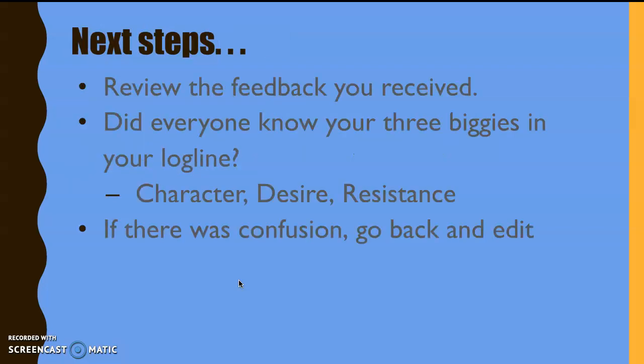Okay, so assuming you did that pitch presentation, review the feedback you received. Did your partner know the three biggies in your logline? So that was the character, the desire, and the resistance. So if there was confusion, definitely go back and tweak that so that there's no confusion. Because if you've got a logline that's confusing, if these elements are uncertain, you're not going to have a good story.